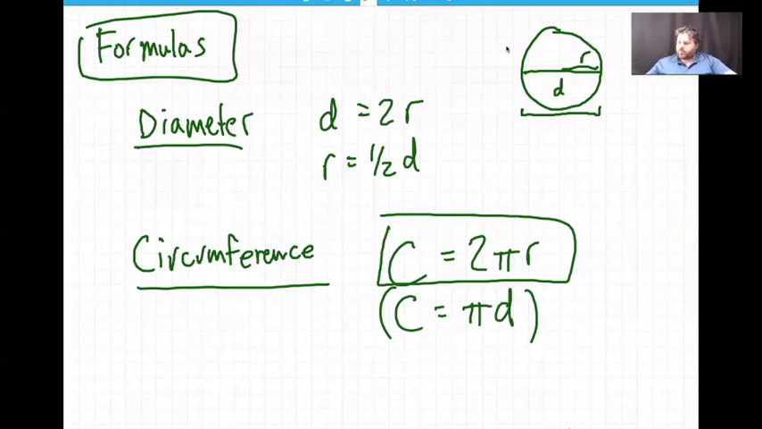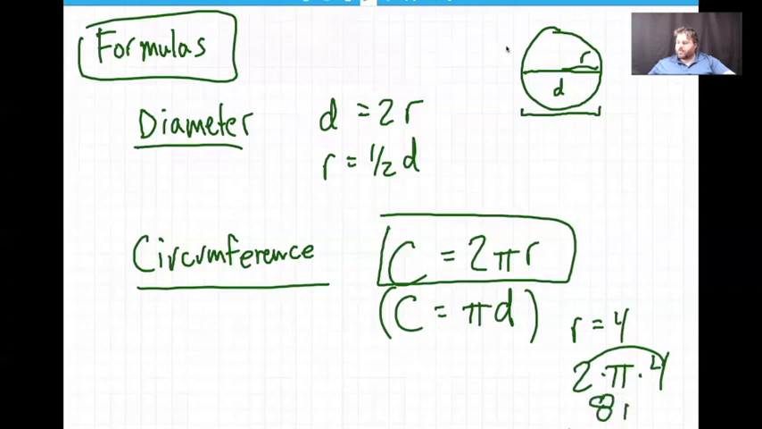Now remember, if the radius is 4, a lot of the time we'll write 2 times pi times 4. We'll actually multiply those numbers together and leave it as pi. Sometimes we use 3.14 for pi, and sometimes we just leave it as pi. A lot of the time on the test, it's left as pi. So just be aware that that's okay to do. It's okay to just leave it in terms of pi, is how they say that.